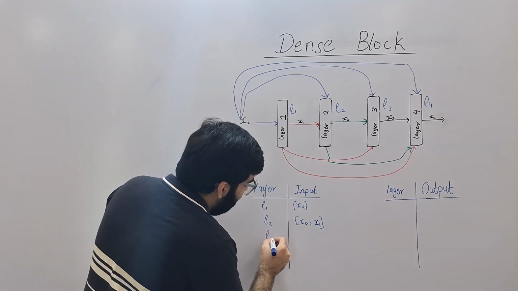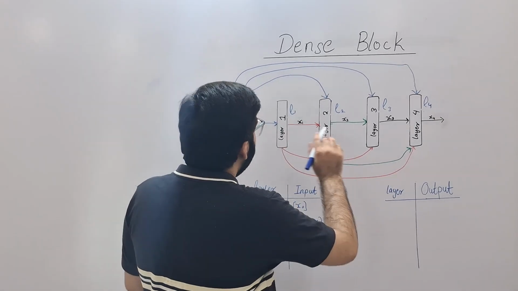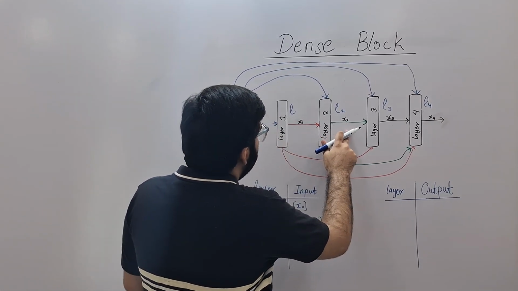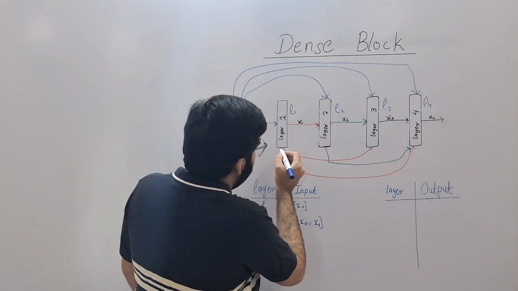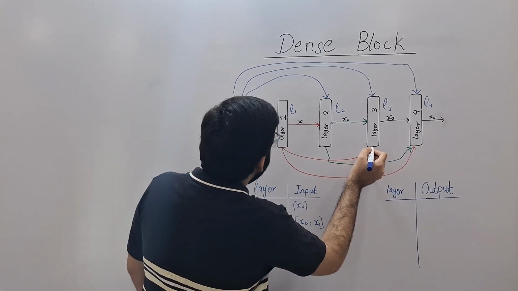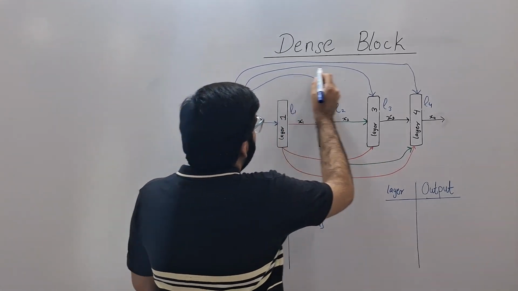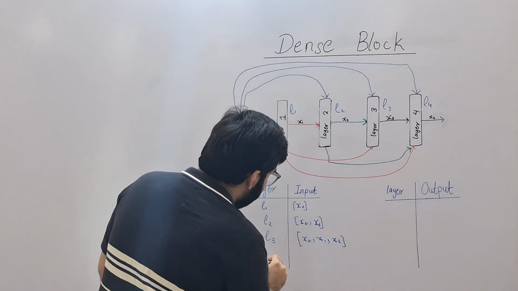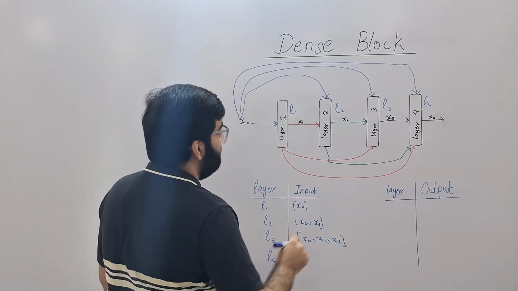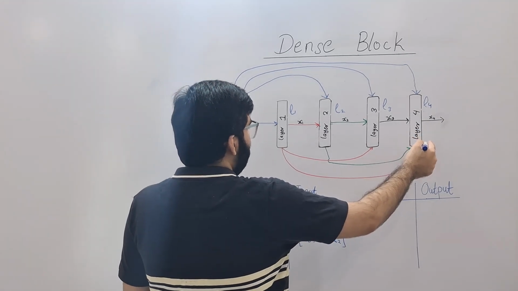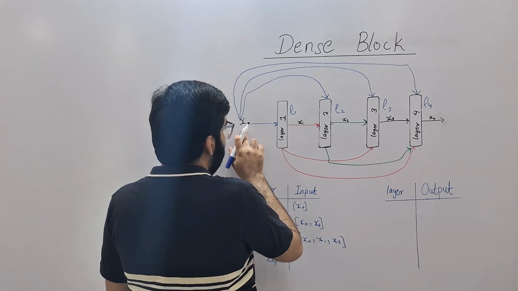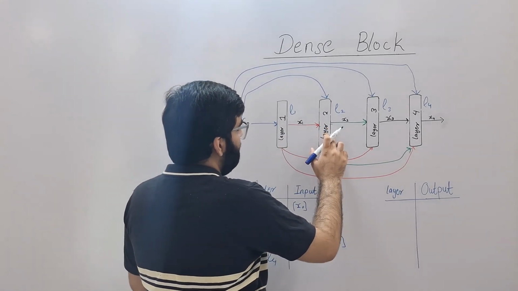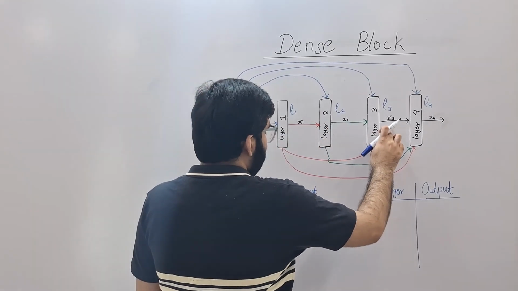Similarly, the input to layer L3 is the concatenation of x0, x1, and x2. It is receiving x1 from here, and it is receiving the input from here. Finally, the input of layer 4 is the concatenation of this input image, the output of layer 1, that is x1, the output of layer 2, that is x2, and the output of layer 3, that is x3.